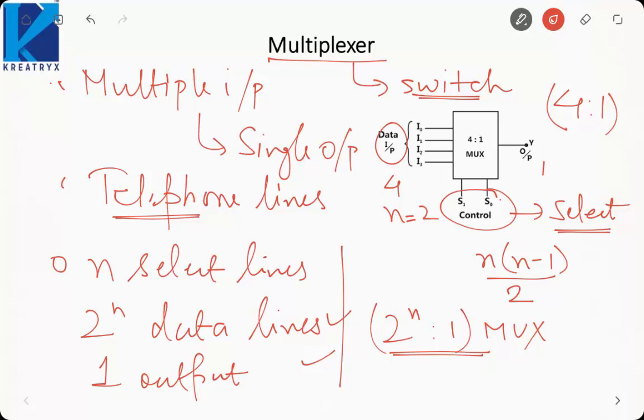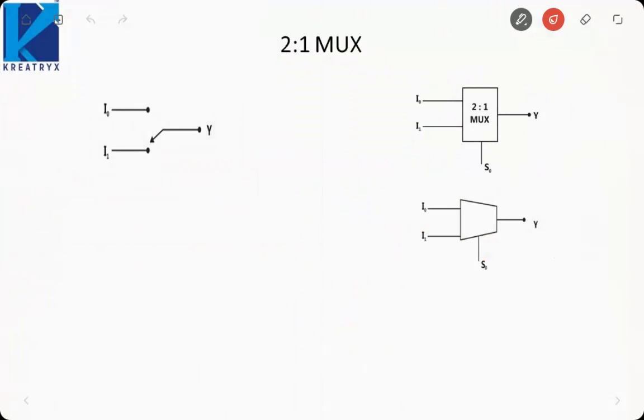Okay, so you may have gotten the basic concept of the multiplexer. Now let us look at some of the multiplexers. Like multiplexers can be 2 is to 1, 4 is to 1, 8 is to 1, 16 is to 1. So we'll be looking at some of the multiplexers to know how this circuit or how this functionality can be achieved in a digital circuit. So let us first start with 2 is to 1 multiplexer.